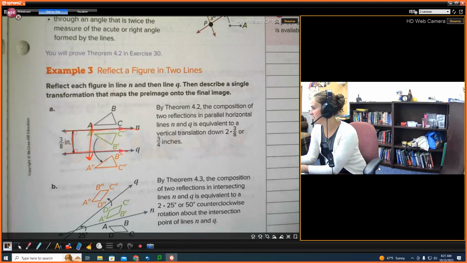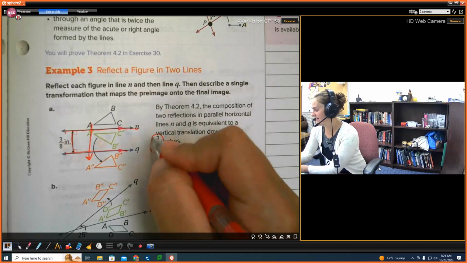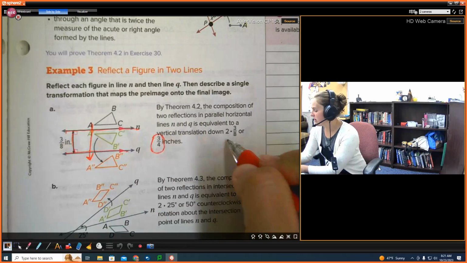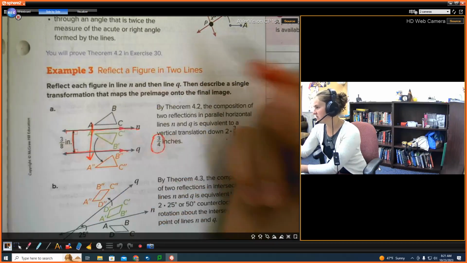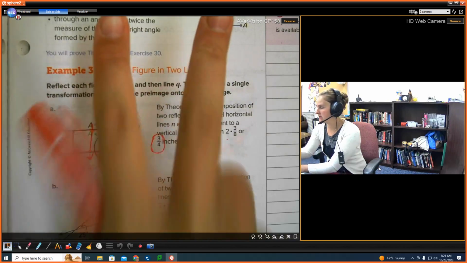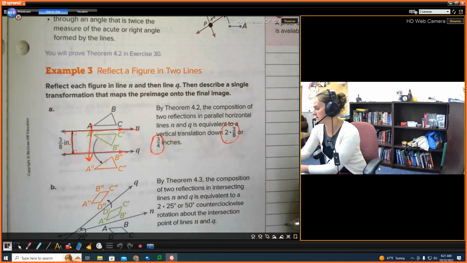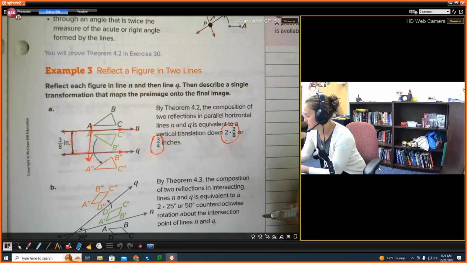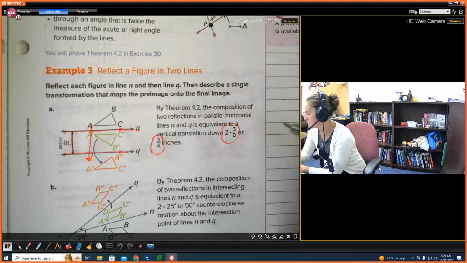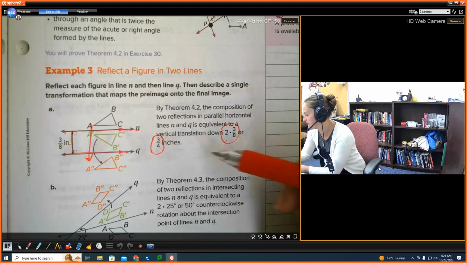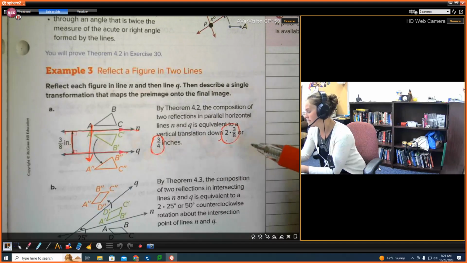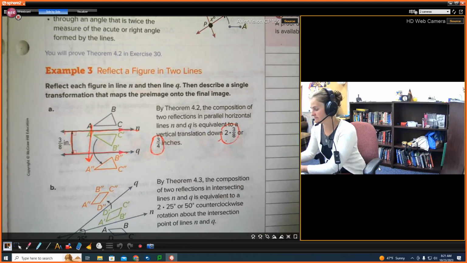What'd you say, Heston? 3/4. How'd you get that? What do you do to get that? You multiply it by 2 because we are reflecting twice. The distance is going to be twice that original distance. So 2 times 3/8 is 3/4. So the composition of 2 reflections in parallel horizontal lines N and Q is equivalent to a vertical translation down by 3/4 of an inch.